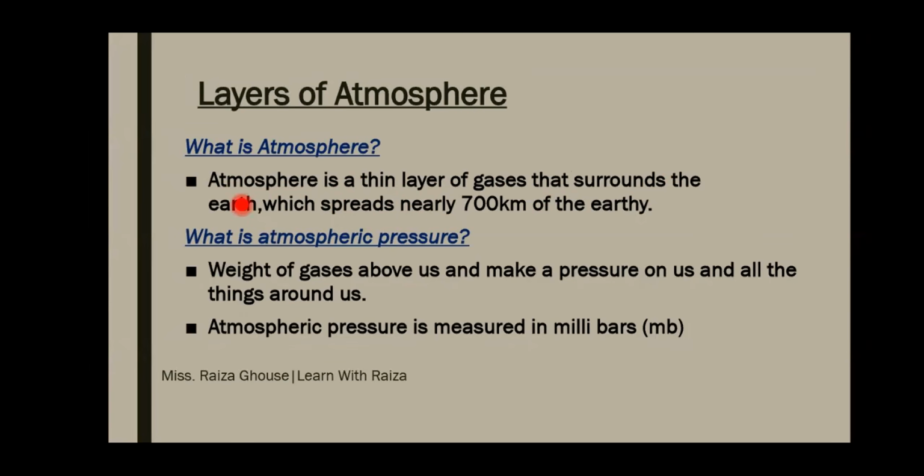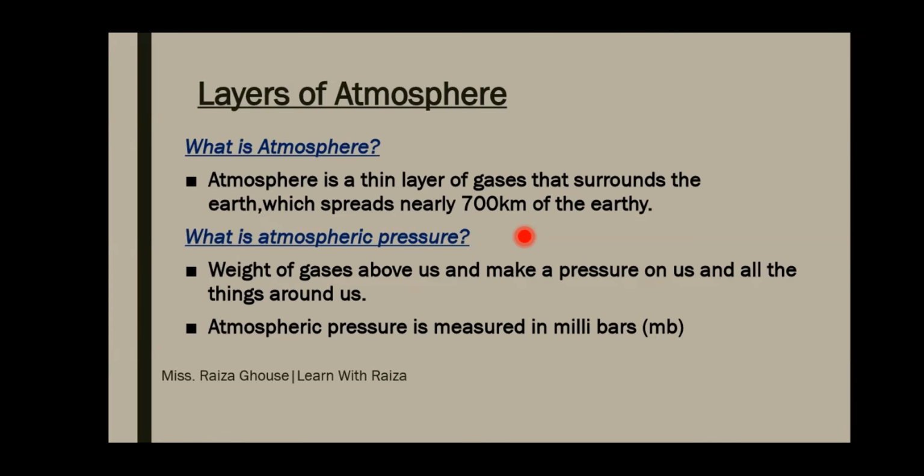That's all, right? Then the second thing that you have to know is atmospheric pressure. When you were in grade 6, you might have learned about the different types of gases. The weight of these gases makes a certain pressure. I told you atmosphere means a thin layer of gases, so those gases are in the atmosphere. Everything has a certain mass, so these gases also have a certain weight.